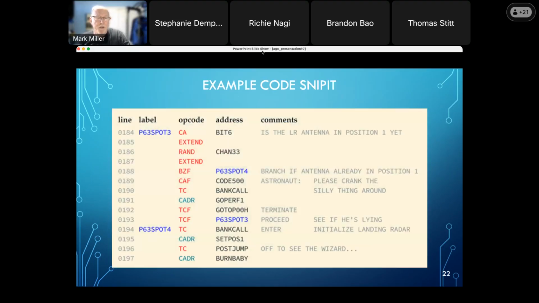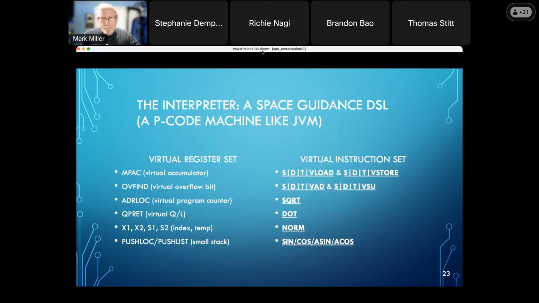This is an example code snippet. The opcodes there are in red. You see 2 extended instructions there and a bunch of basic ones, extend RAND and extend BZF. What's kind of interesting about this snippet is the comments, which are the software engineers explaining why this particular function call is being made and what it means for the astronauts, for the crew.